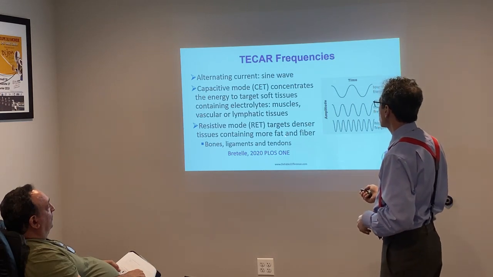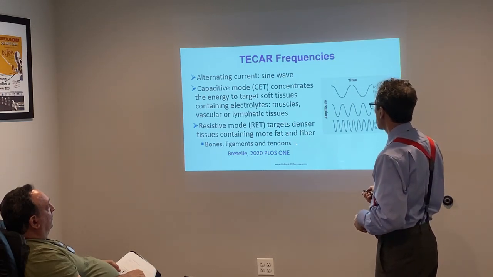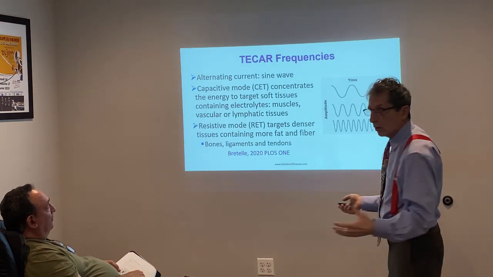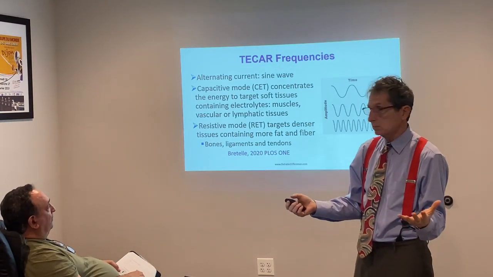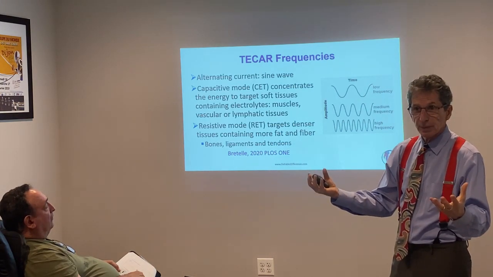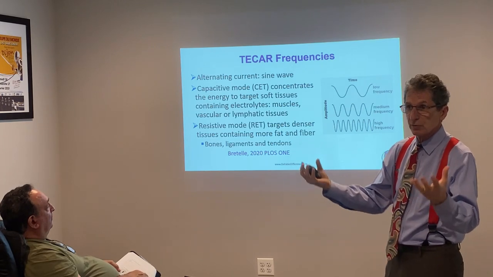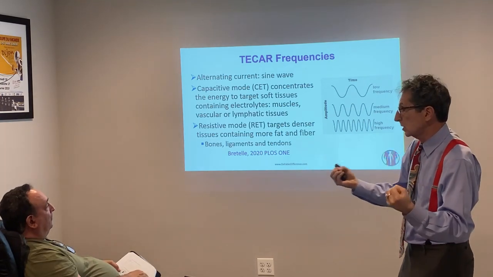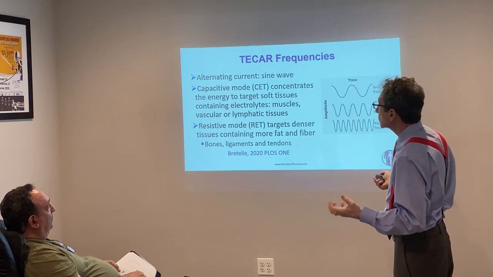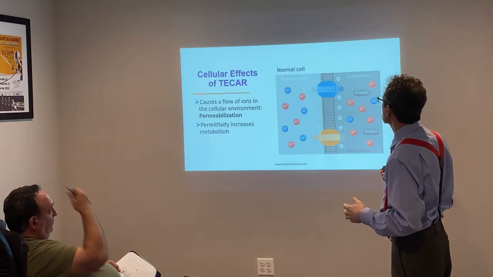So your resistance mode is going to be more with bones, ligaments, and tendons. Since this is more superficial, where are our temperature sensations? They're in the superficial layers, in the skin. So you're going to feel more heat because it's more superficial, because that's where your temperature sensation neurons, receptors, are, all right? So those are your basic frequencies, all right?